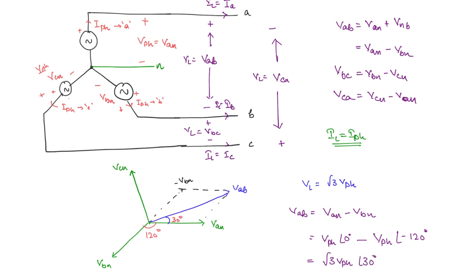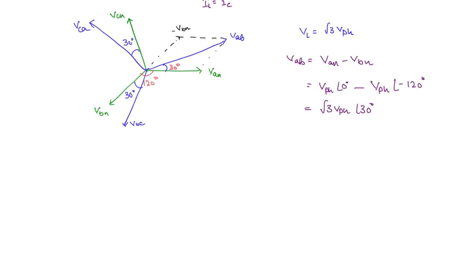So this is VAB. What about other line voltages? VAB is leading VAN by 30 degrees. So VBC will also be leading VBN by 30 degrees. Similarly, VCA is going to lead VCN by 30 degrees. So what are the important conclusions here?